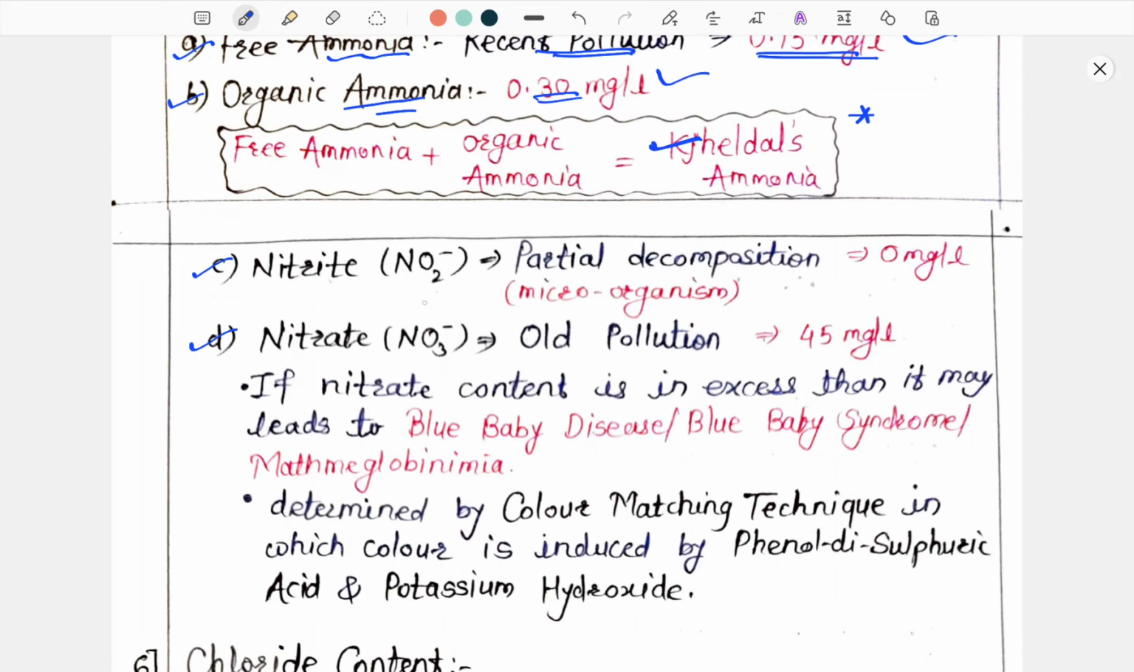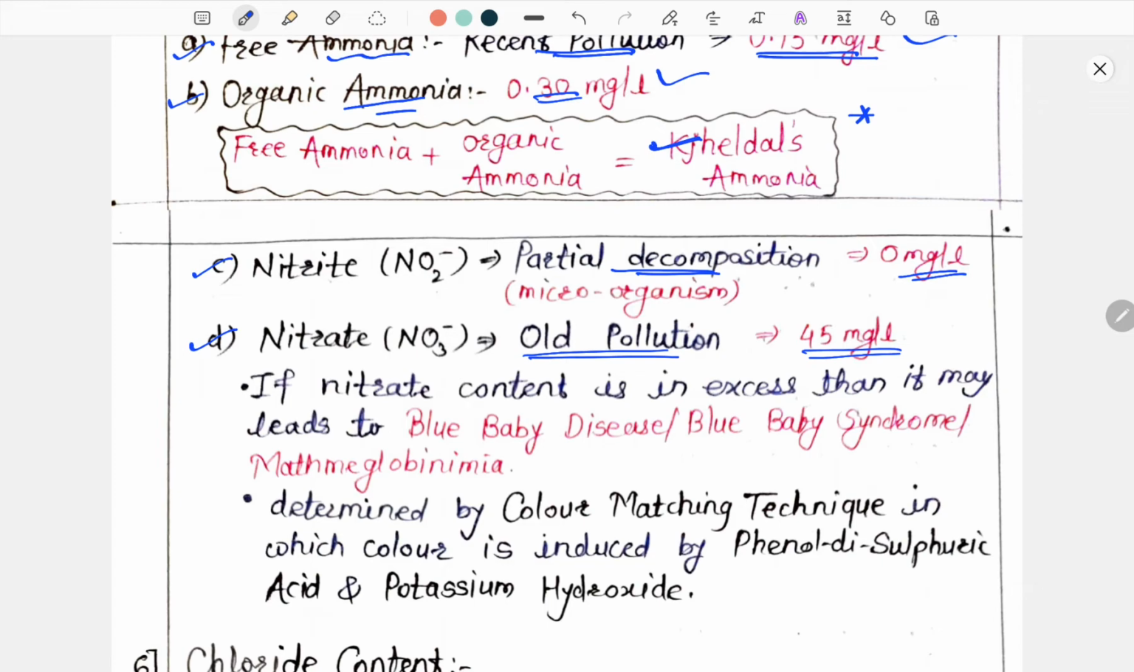Then next one is nitrite, that is NO2 minus. Nitrite indicates the partial decomposition, that is, presence of microorganisms or microbes in the water. So it is 0 mg per liter. Next one is the nitrate, that is NO3 minus. It indicates old pollution and its value is 45 mg per liter.